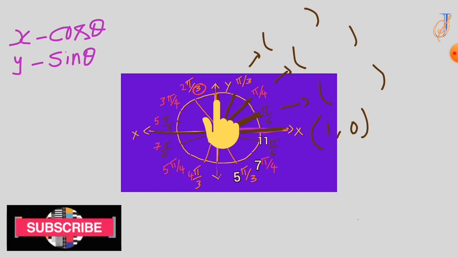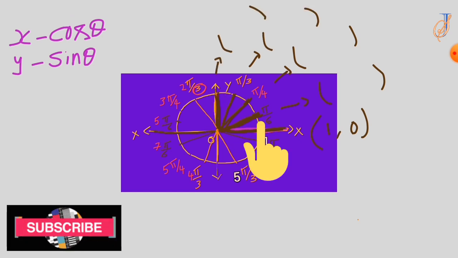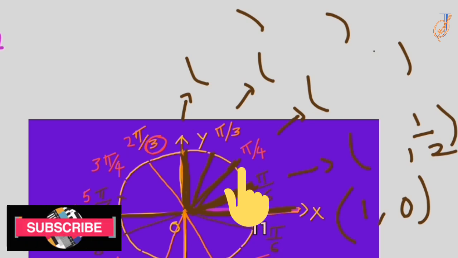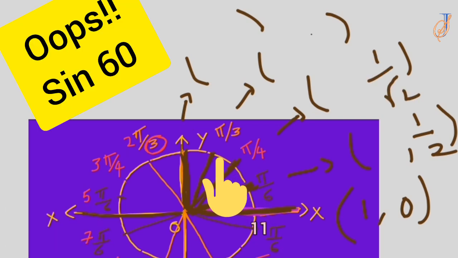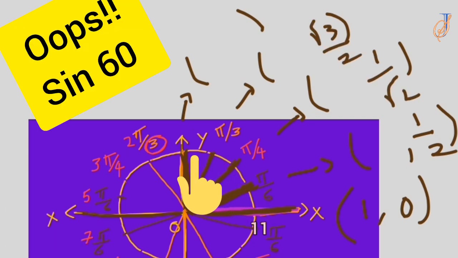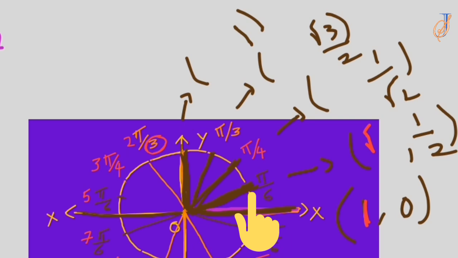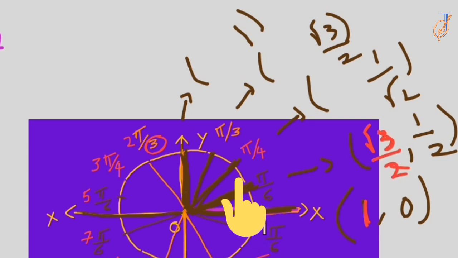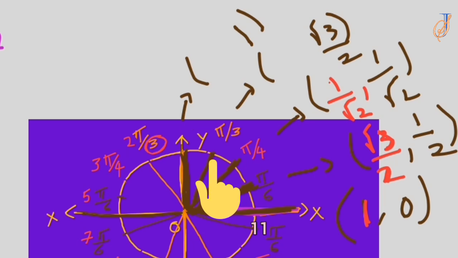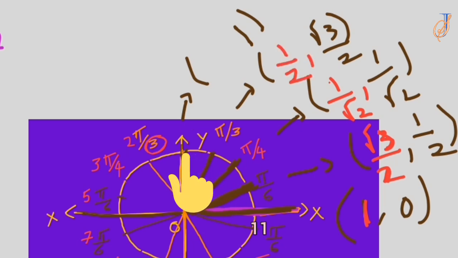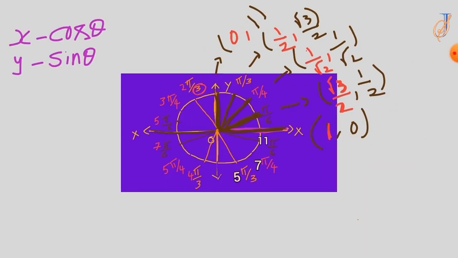And here 90 degrees. Sine 30 is 1 over 2. Sine 45 is 1 over root 2. Sine 60 is root 3 over 2. Sine 90 is 1. Cos 0 degrees the value is 1. Cos 30 degrees the value is root 3 over 2. Cos 45 degrees the value is 1 over root 2. Cos 60 degrees the value is 1 over 2. Cos 90 degrees the value is 0. So these are the x and y coordinates of the first quadrant.